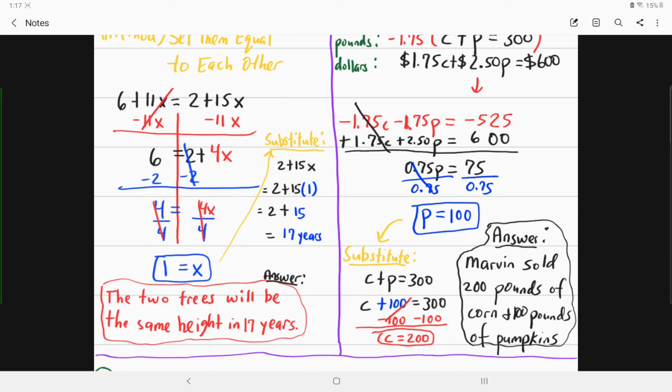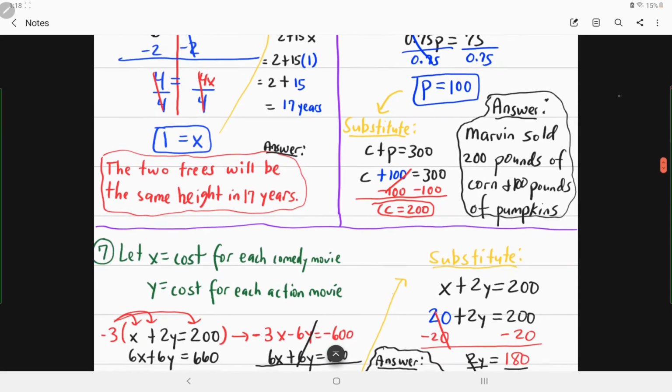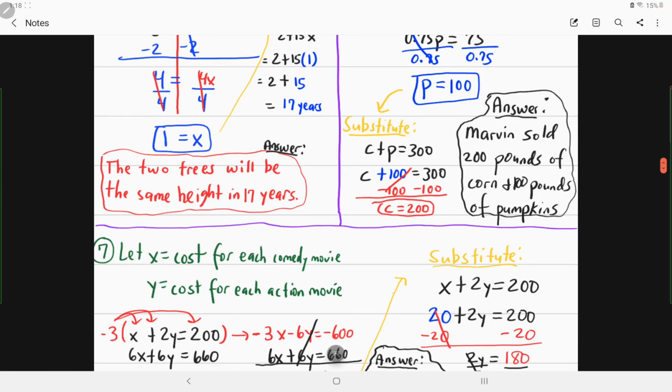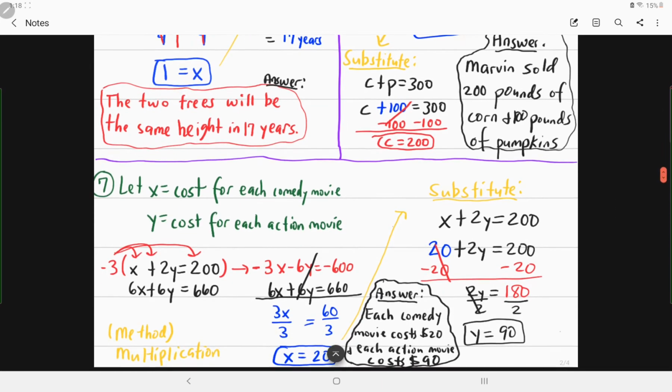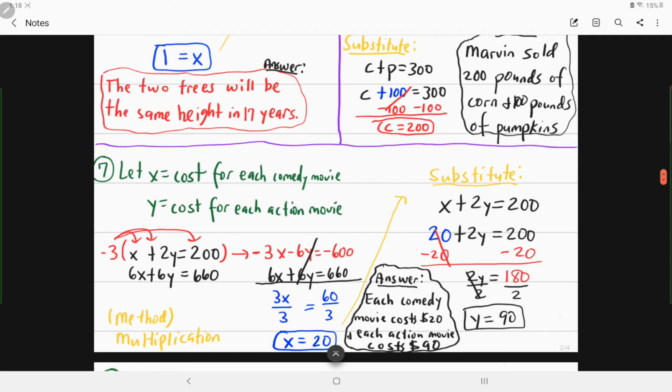And then on your Google form, how many pounds of each item did he sell? Here's what you want to type in. So Marvin sold 200 pounds of corn and 100 pounds of pumpkin. All right, so there's your answer. I have a few more to go, then we're done. So let's go to number 7.